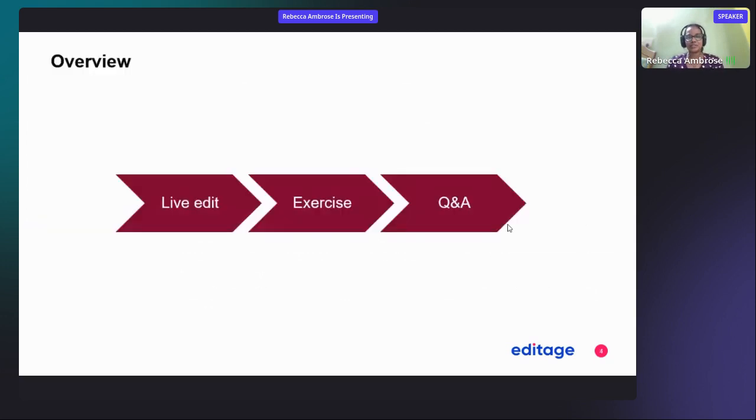Today's session is going to have three parts. We are going to start with the live edit first, and the manuscript that we are going to be looking at today is slightly technical. So for the exercise, I've used slightly less technical examples. This part of the session is going to be interactive. I hope you use the chat feature to interact with us. And after that, we will open up the session for question and answers.